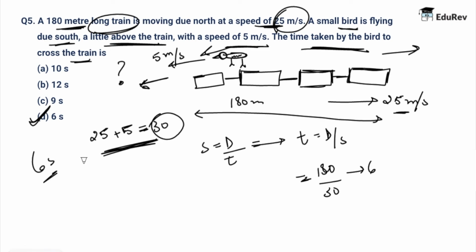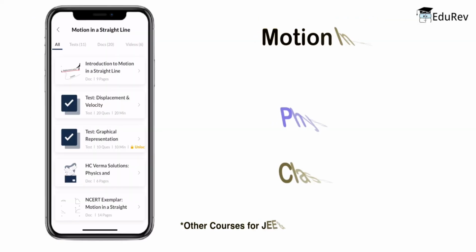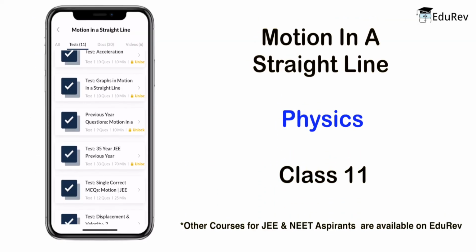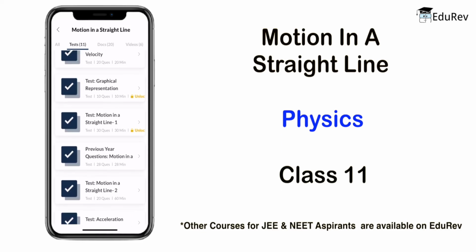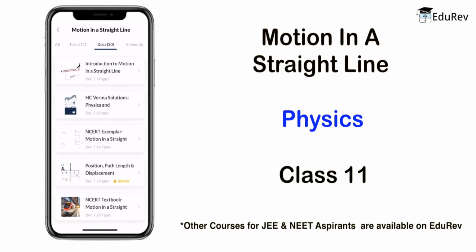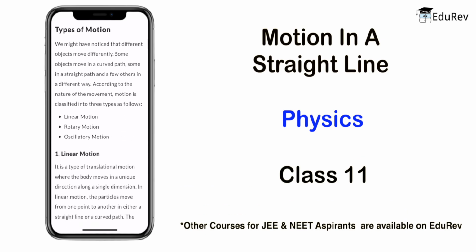So I think we have reached the end of our discussion. I hope you understood what we just studied, and I hope from now onwards you can easily solve any question of this particular topic. You can go to EduRev, find so many amazing questions, tests and docs which you can practice and get better at this topic.